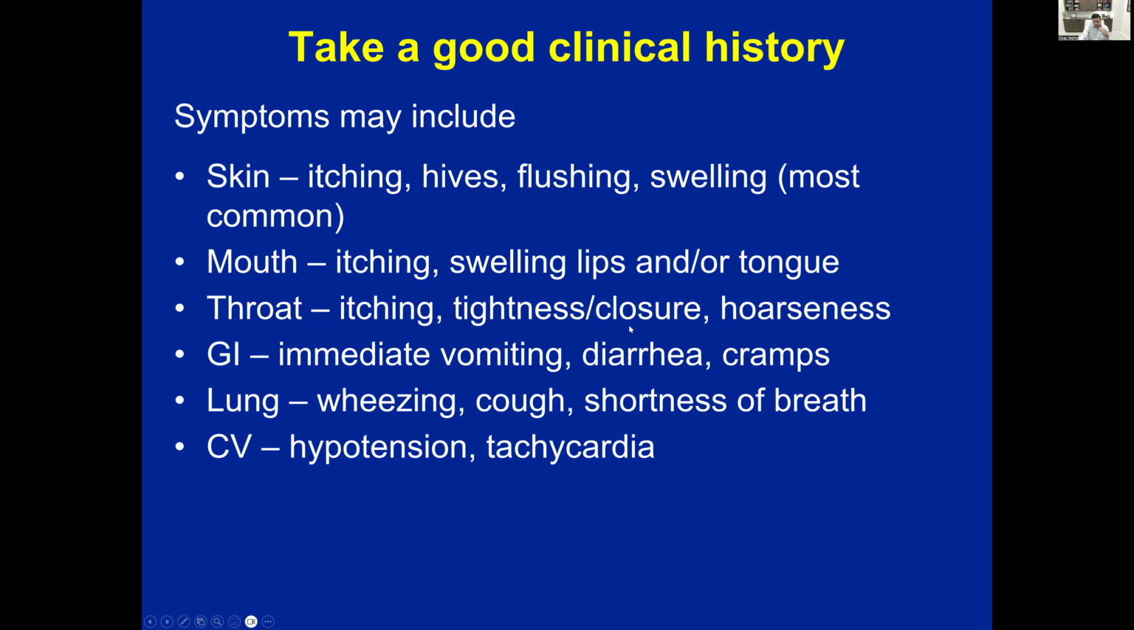Very important to ask about breathing. So, the larynx is a very narrow portion. It doesn't take much swelling, especially in a young child, to completely close up the throat. So it's important to ask about it. GI symptoms would be immediate vomiting, immediate diarrhea, immediate cramping. Lungs would be shortness of breath, coughing, wheezing, and then cardiovascular would be hypotension, tachycardia. So these are all signs of mast cell degranulation.